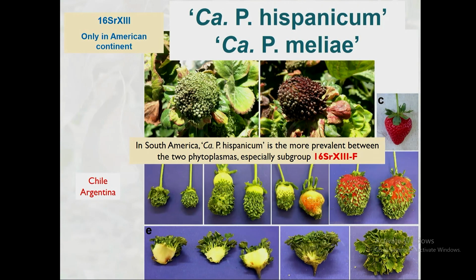Then we go to Chile and Argentina, and we have this very serious problem in strawberry. It is a tremendous phyllody associated with strawberry, and the phytoplasma involved is Candidatus Phytoplasma hispanicum, specifically ribosomal group 13, subgroup F. You can see the symptoms this phytoplasma induces in strawberry, and this is a problem that we are living in Chile and Argentina. Most of these plants are eliminated from the field. I want to tell you that Candidatus Phytoplasma hispanicum and Candidatus Phytoplasma meliae are only present in the American continent at the moment.